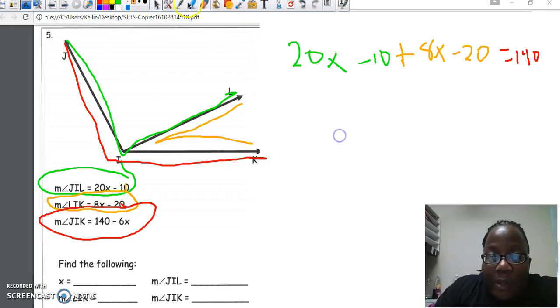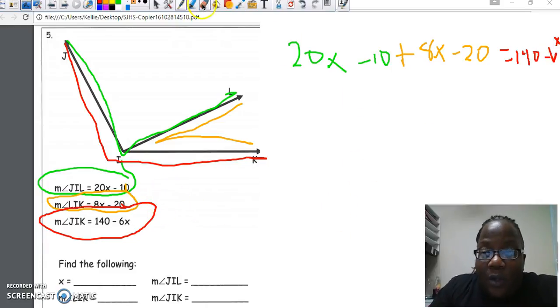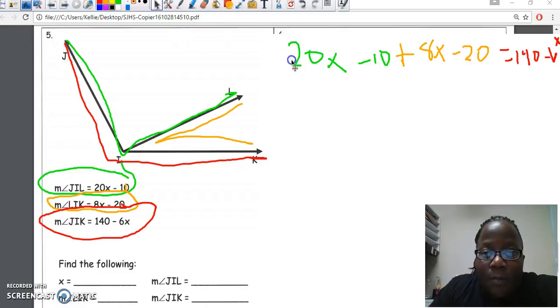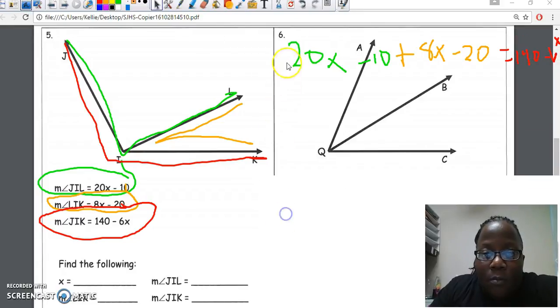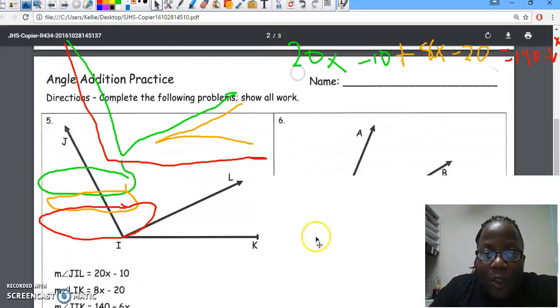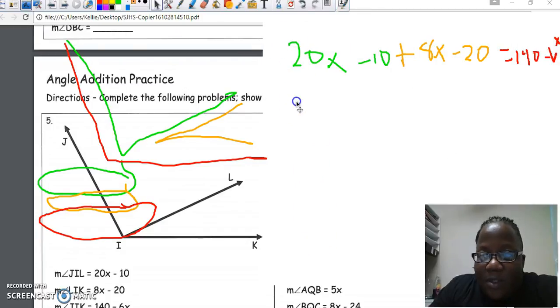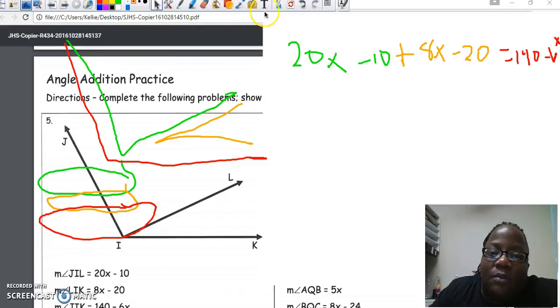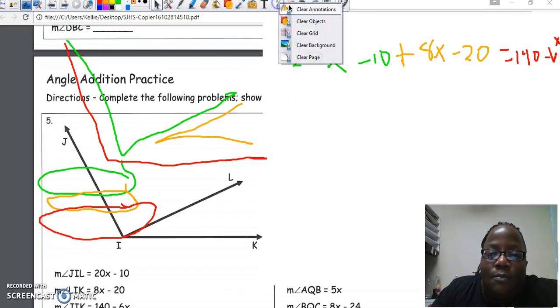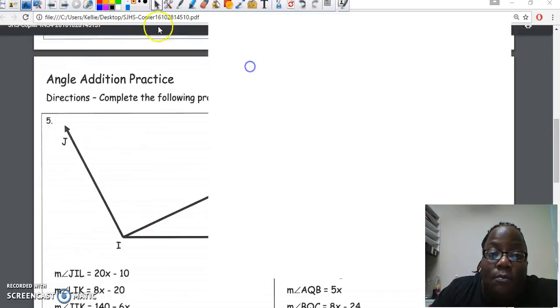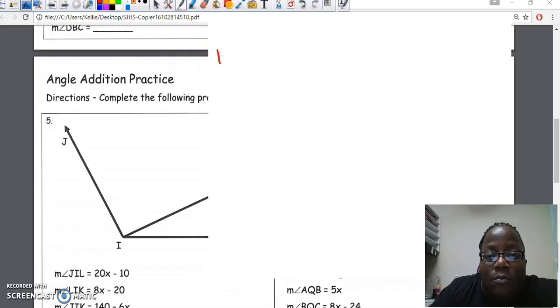See if I can scoot this over some. Minus 6x. I'm not sure if you can see that. So I will move it. Can't move it because I'm using the screen, but I can't manipulate that well. I have to write it over. Be patient. There we go.